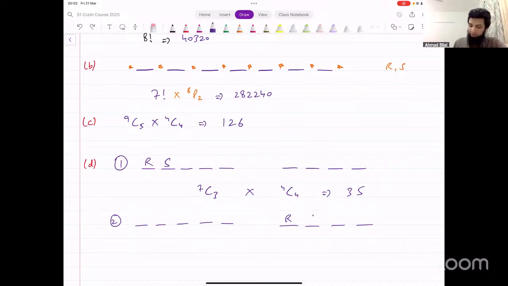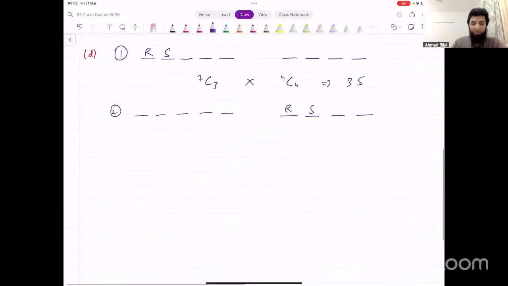That's the second possibility. Again, we have 7 people left. Out of those 7 people, we want 5 in this group now. So that will be 7C5. Then 2 left. Those remaining 2 people will go in these 2 places, 2C2. 7C5, what's that? That's 21.